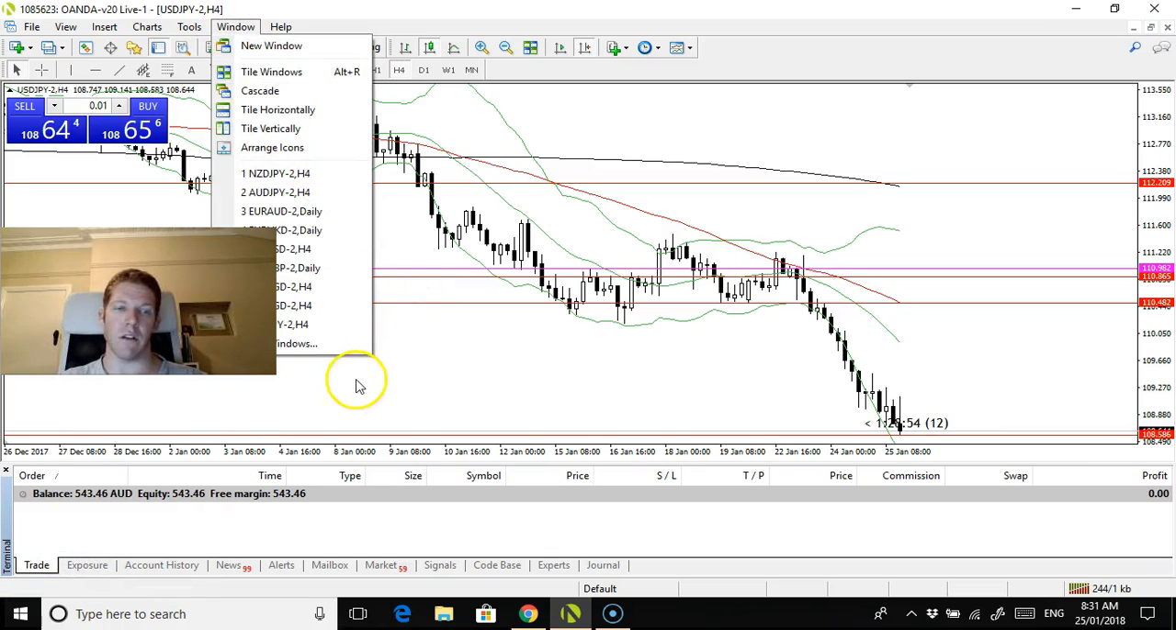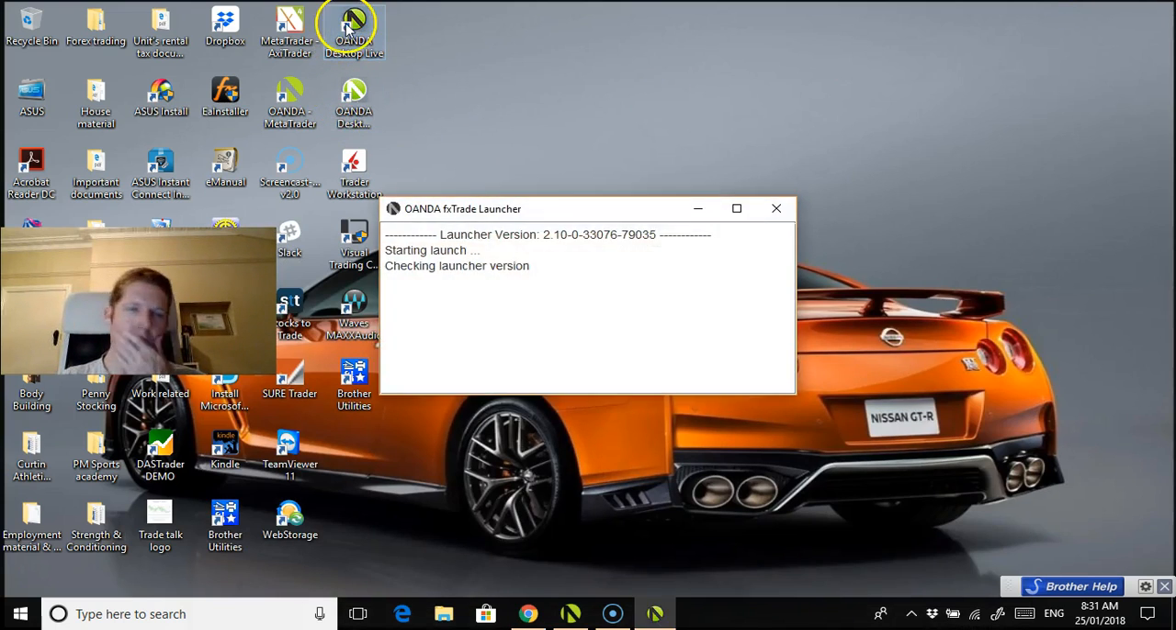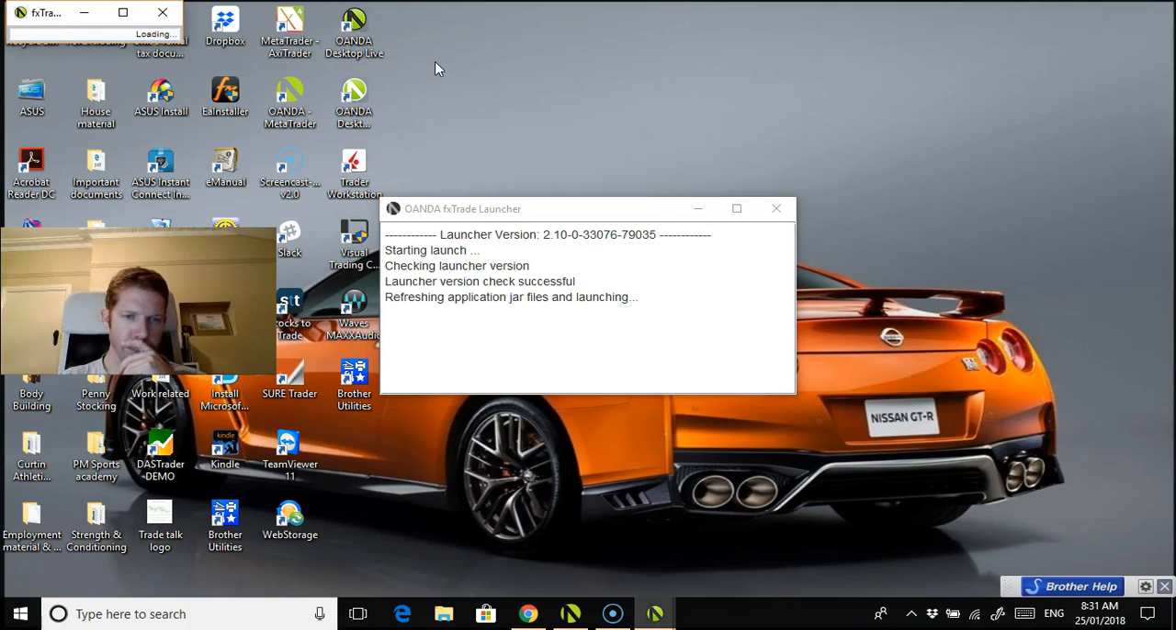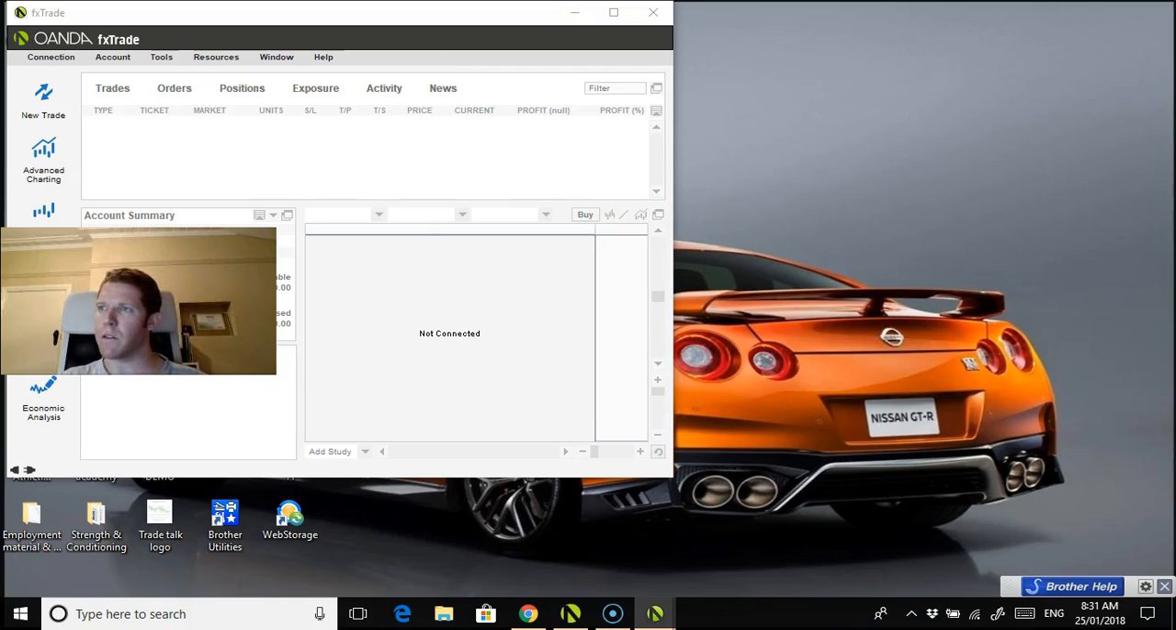Let's have a look at the New Zealand dollar. The New Zealand dollar and the pound. Let's open this up actually. I apologize, I'm not prepared. Sometimes it loads and it does crazy stuff, but it's not doing that now.